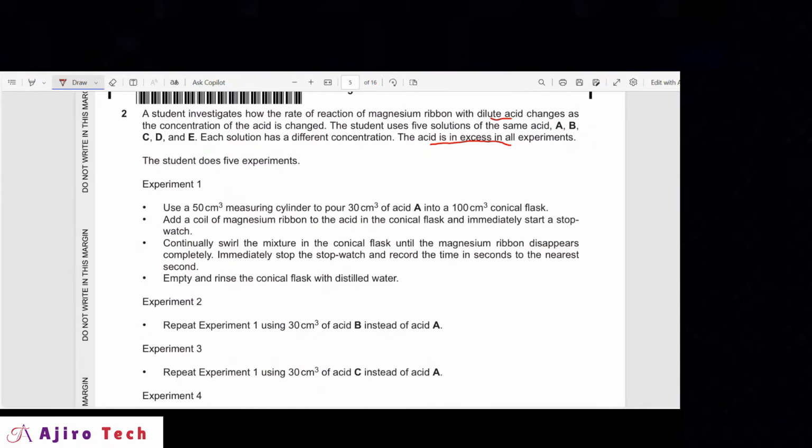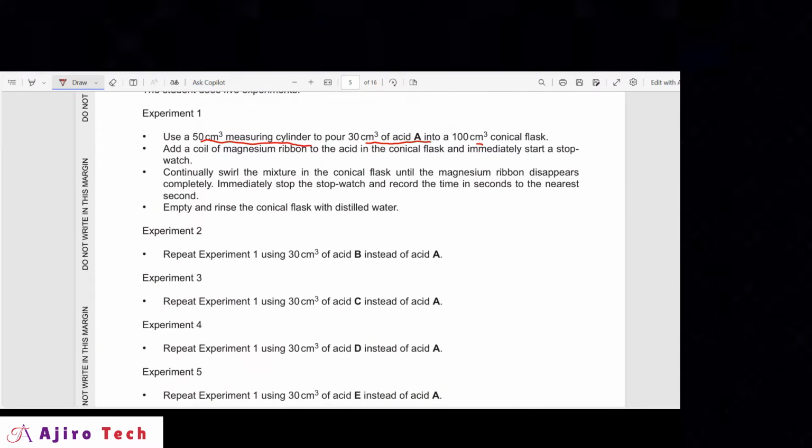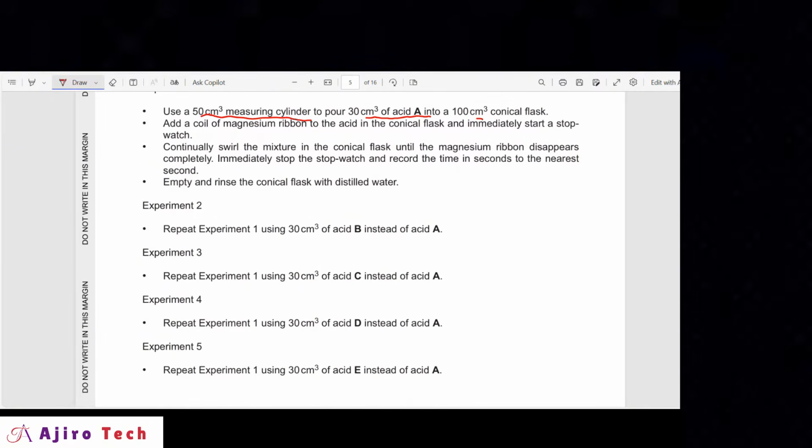Now, the student does 5 experiments. This is the volume of the acid that was used. So you use a measuring cylinder to pour 30 centimeter cube of the acid into a conical flask, and then add a coil of magnesium ribbon to the acid in the conical flask, and immediately the stopwatch was started. Okay, so for experiment 2, these same steps were repeated, but a different acid was used, the same volume, different acid in experiment 3, different acid in experiment 4, and another different acid in experiment 5.